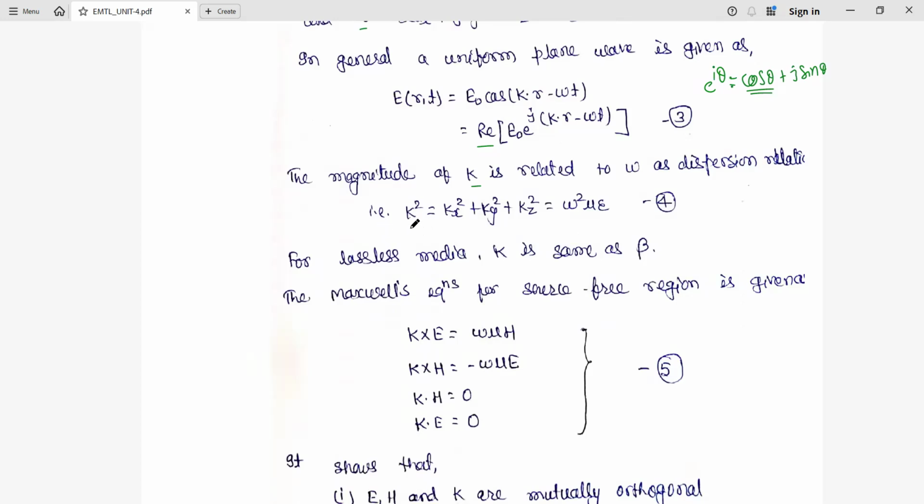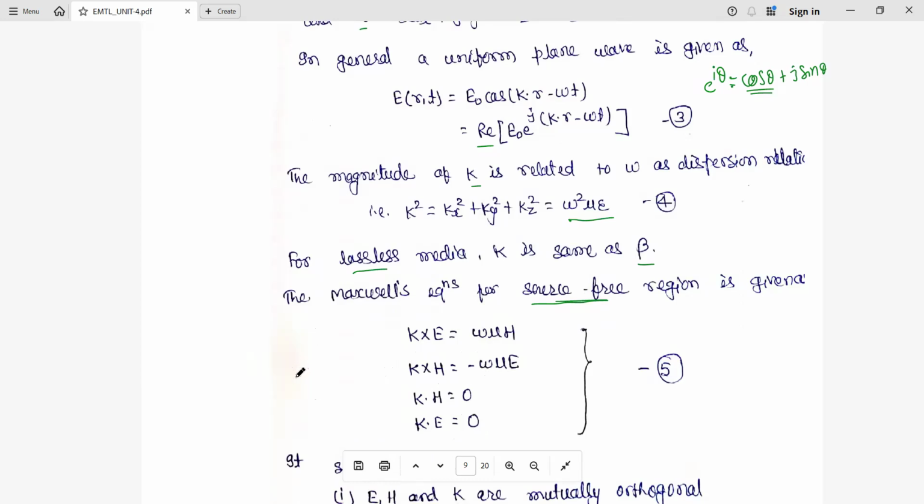Here finally K square equals Kx square plus Ky square plus Kz square, which is equal to omega square mu epsilon. In the case of a lossless medium, K is the same as beta, so this propagation vector becomes the same as the phase constant. The Maxwell equations for the source free region are given as K cross E equals omega mu H, K cross H equals minus omega epsilon E, K dot H equals 0, and K dot E equals 0.